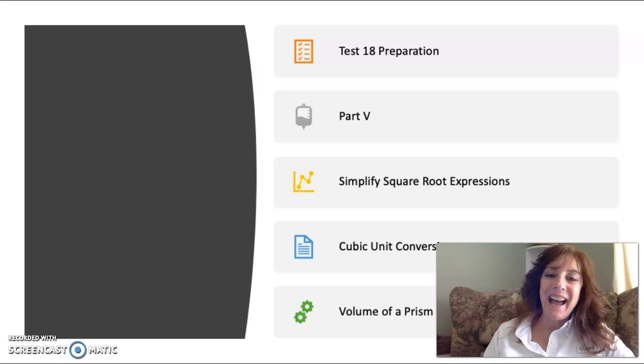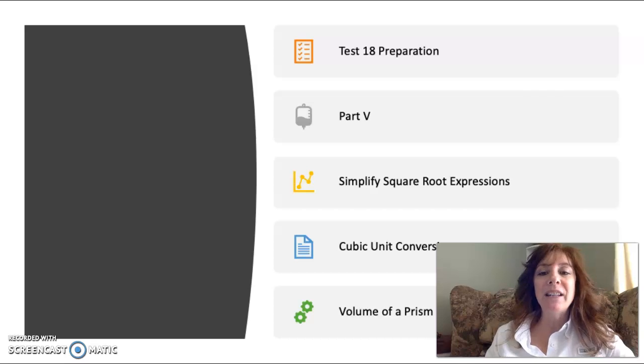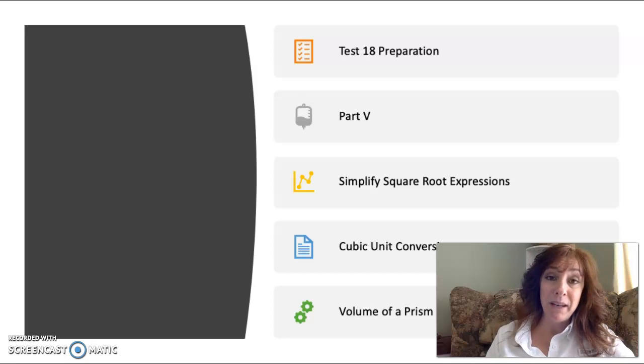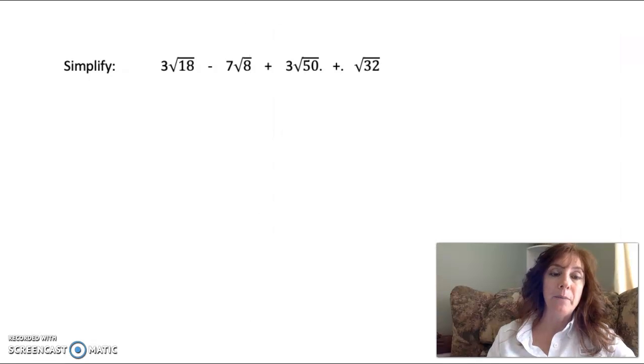Hello, this is the last part 5 of your test preparation. Hopefully you're feeling like a math expert by now. Let's get ready. We're going to simplify square root expressions and break them down. We're going to do unit conversions, but with cubic units this time. And then we're going to do volume with a prism. These will all be on your test.